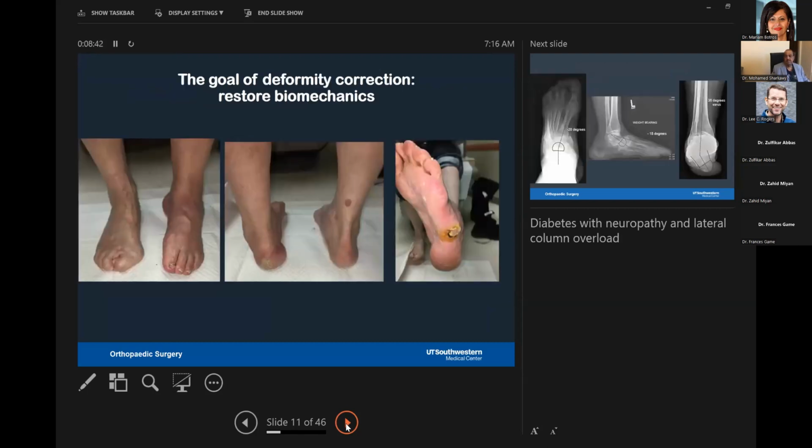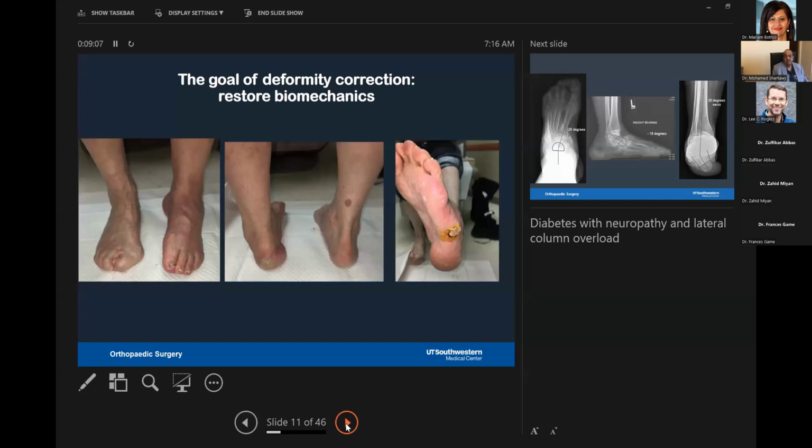So the goal of deformity correction is really to restore the biomechanics. And you look at the foot on the film on the left, and you see the right foot of the patient looks great, but look at the left foot. Look at how their heel is looking at you. They have a hindfoot varus, which you can see in the center part of this illustration. And if you look at the left foot on the center film, look at their callus on their calcaneus.